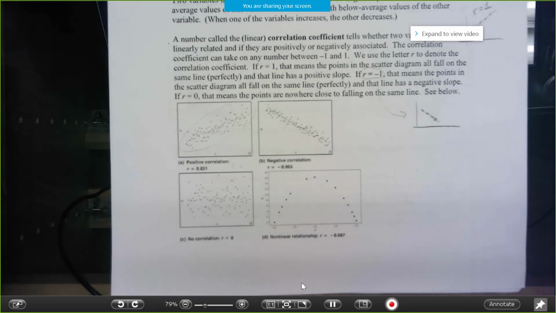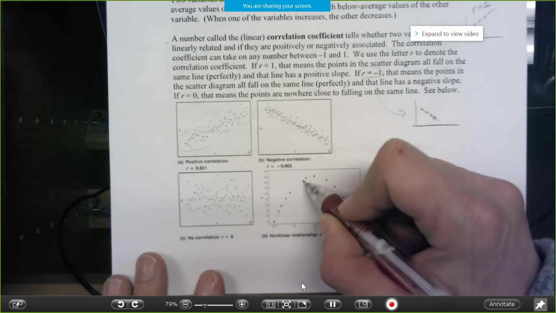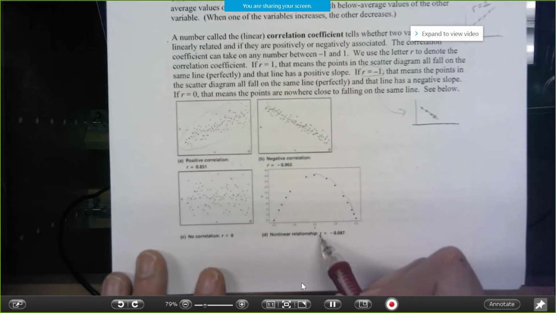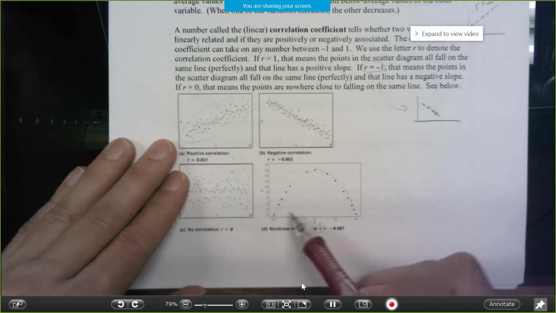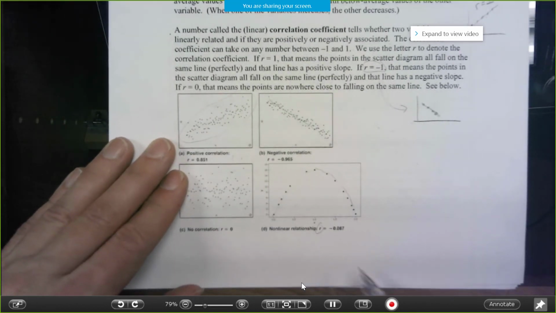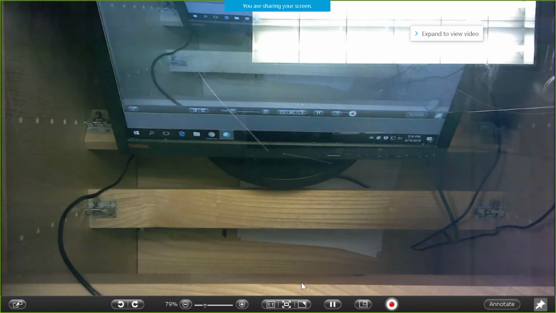Now this one, you can see there's a perfect pattern to those dots, it's just not a line, right? So there is a relationship, but it's not linear. This R only measures how close they are to a line, not how close they are to a pattern, only to a line. So even though there's a pretty distinct relationship, it's not linear, so the correlation coefficient is not very close to 1. We'll do page 2 on Wednesday.